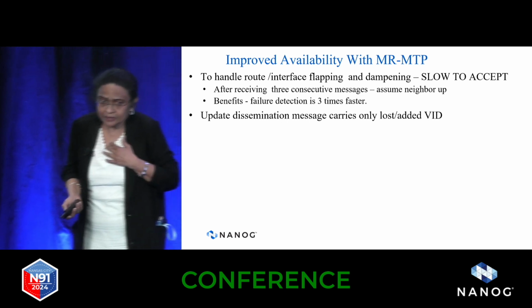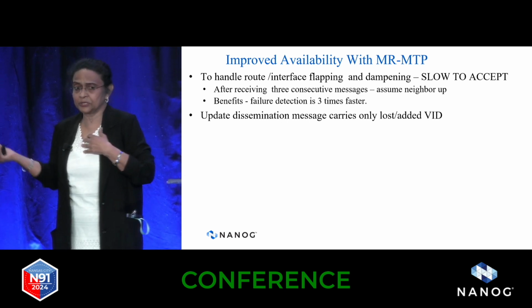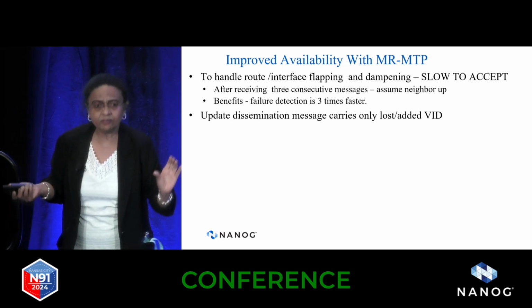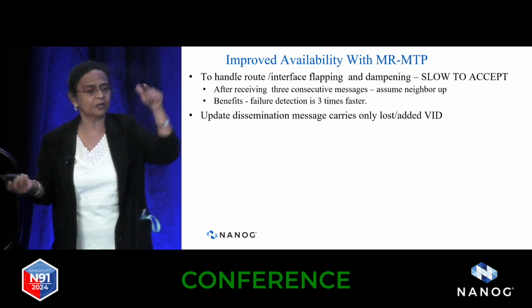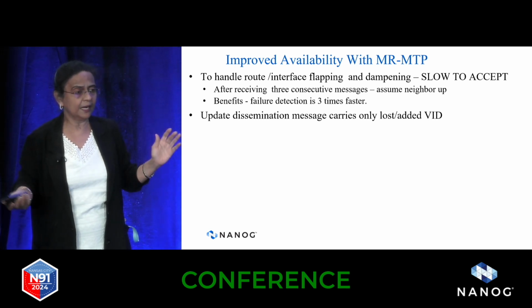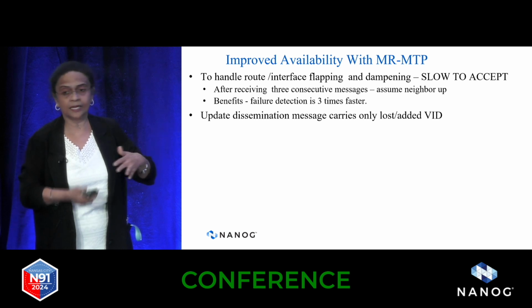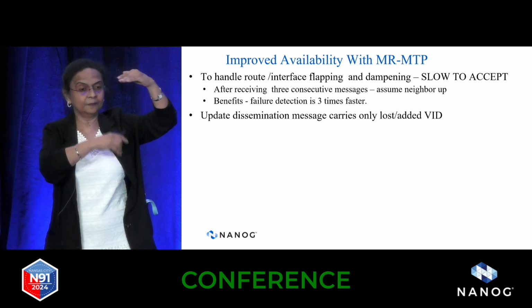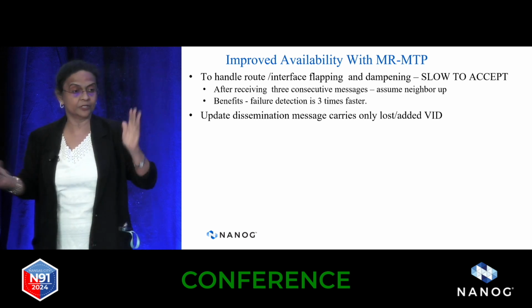And the dissemination messages, I'm going to show it to you later. It's a very tiny message that says, this VID is not accessible on this port on which you're receiving the message. That is my update message. Unlike with BGP, you have a whole packet of update data that you send to everybody.